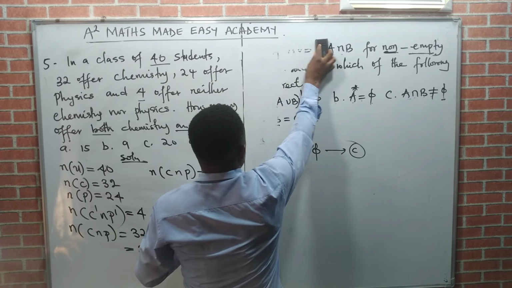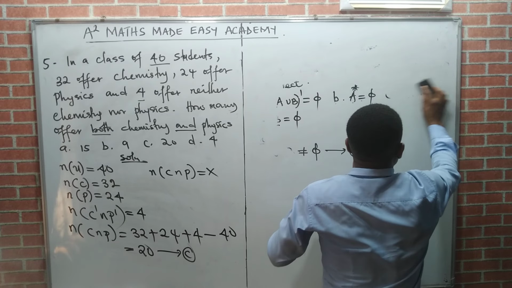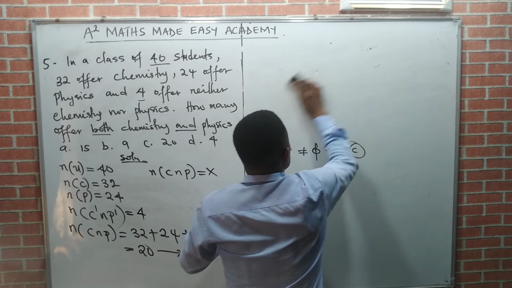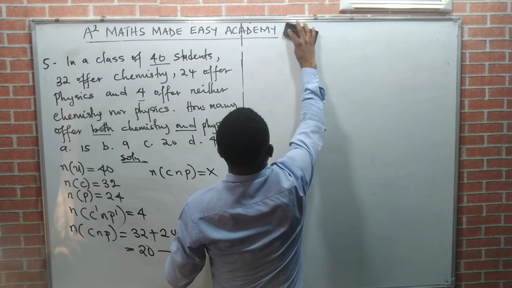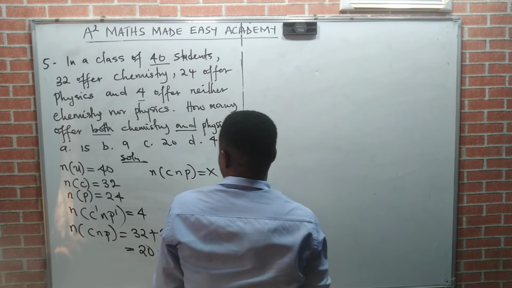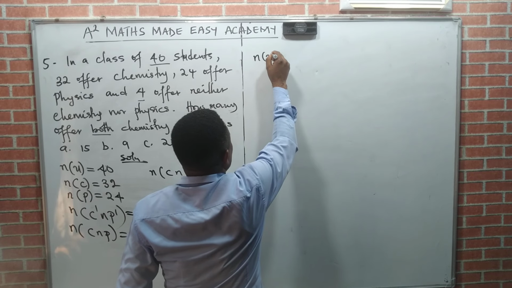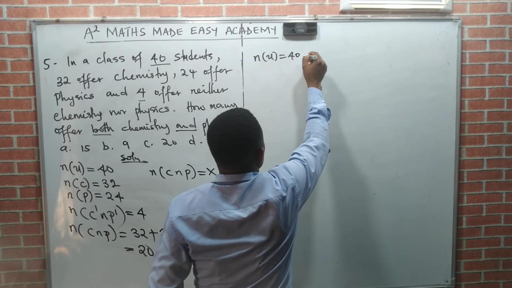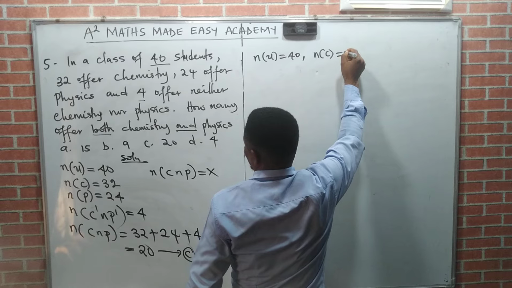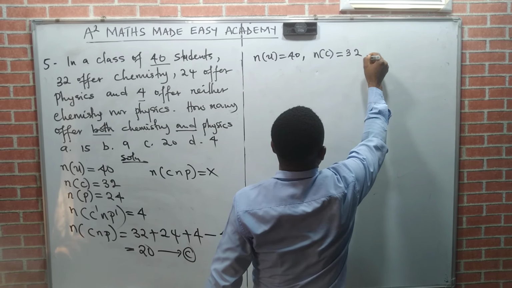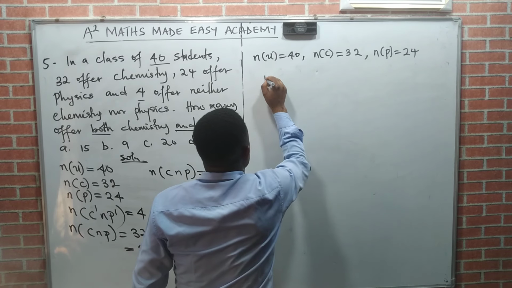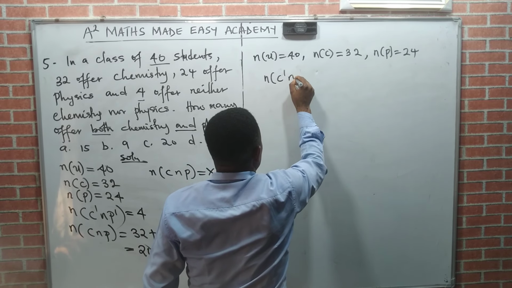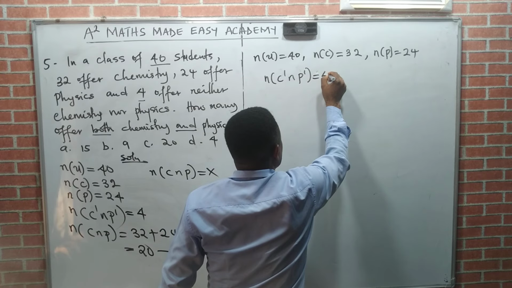If you cannot use this shortcut to solve it, the reason I'm doing it is for those that may encounter this kind of problem, whenever you are solving the theory aspect. Do you know that the number of the universal set is 40, right? The number that offer chemistry is given as 32. And the number that offer physics is 24.